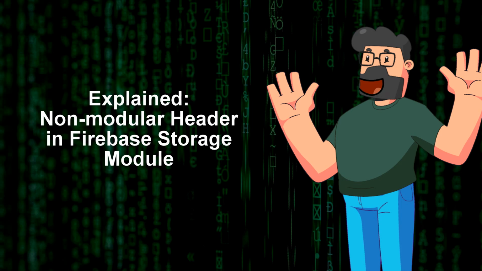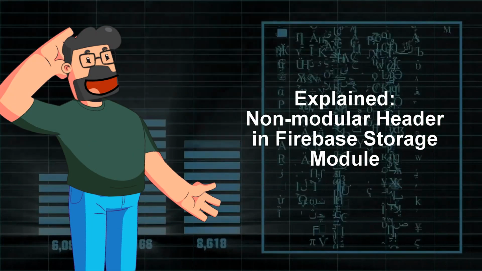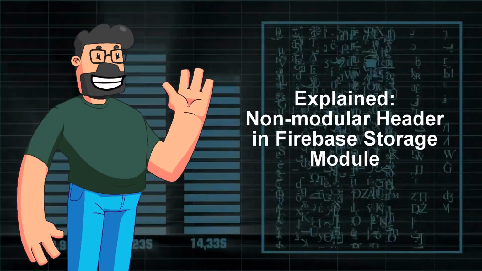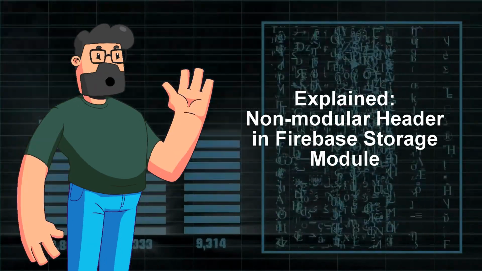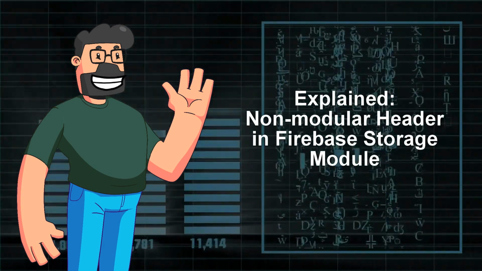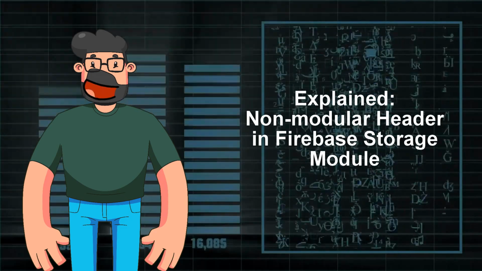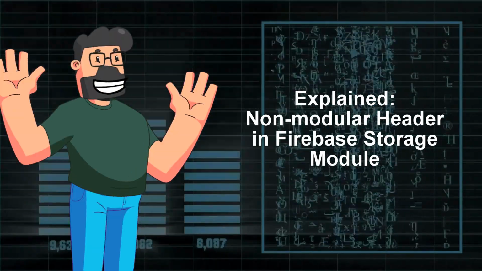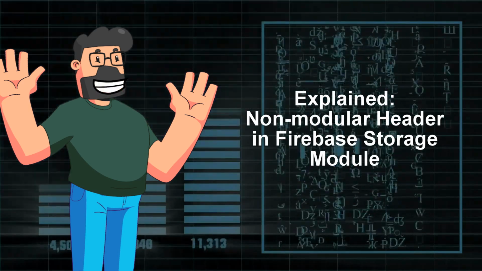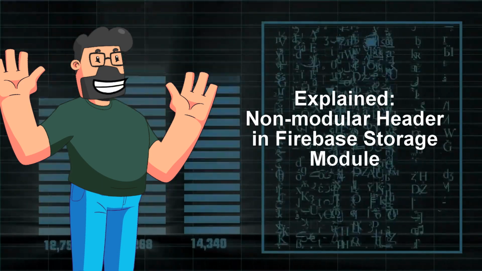Fret not, as we have a solution ready to help you overcome this obstacle and get back to smooth sailing with your Flutter development. In order to resolve this problem, the key lies in a specific setting in Xcode that needs adjustment. The solution involves opening Xcode and locating the setting named Allow Non-modular Includes in Framework Modules. By setting this option to Yes, you can effectively address the issue and enable your app to be built and launched on the iOS simulator without further hindrance.